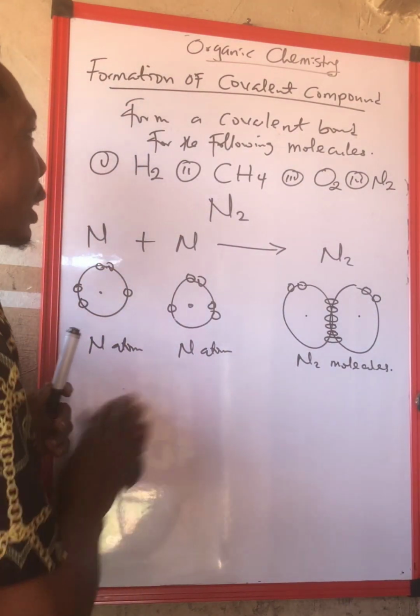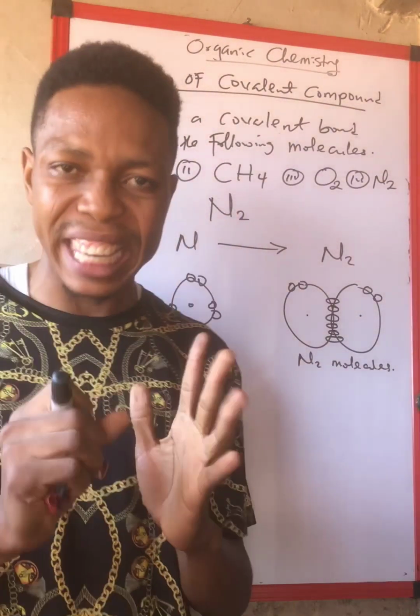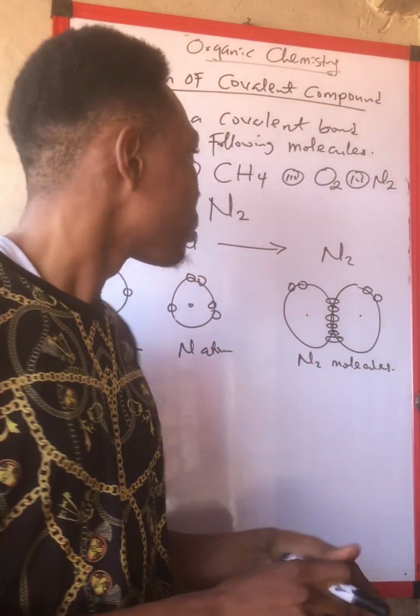So that's all for the formation of a covalent bond in organic compounds. Thank you.